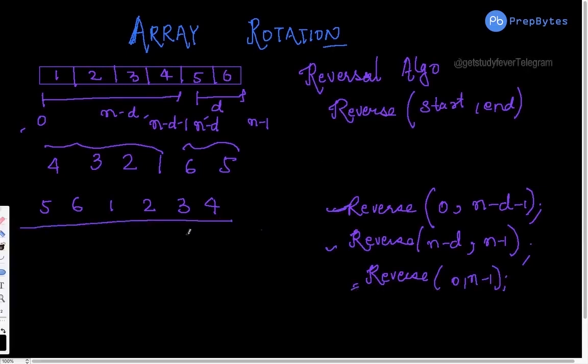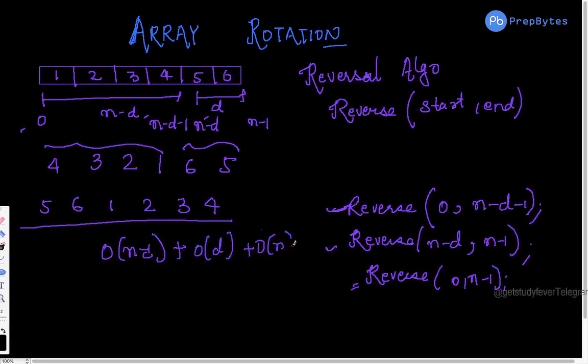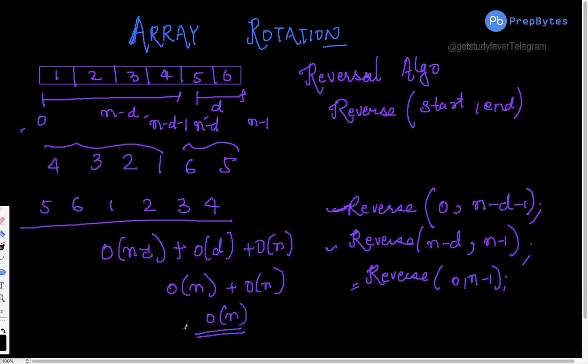Now if we see the time complexity, to reverse this part is O of n minus d plus O of d for this part plus O of n. So this is actually equivalent to O of n plus O of n. Hence, we can say that the time complexity is going to be O of n, and it is not taking any extra space. So space complexity is constant. So this is how the reversal algorithm works for rotating an array.